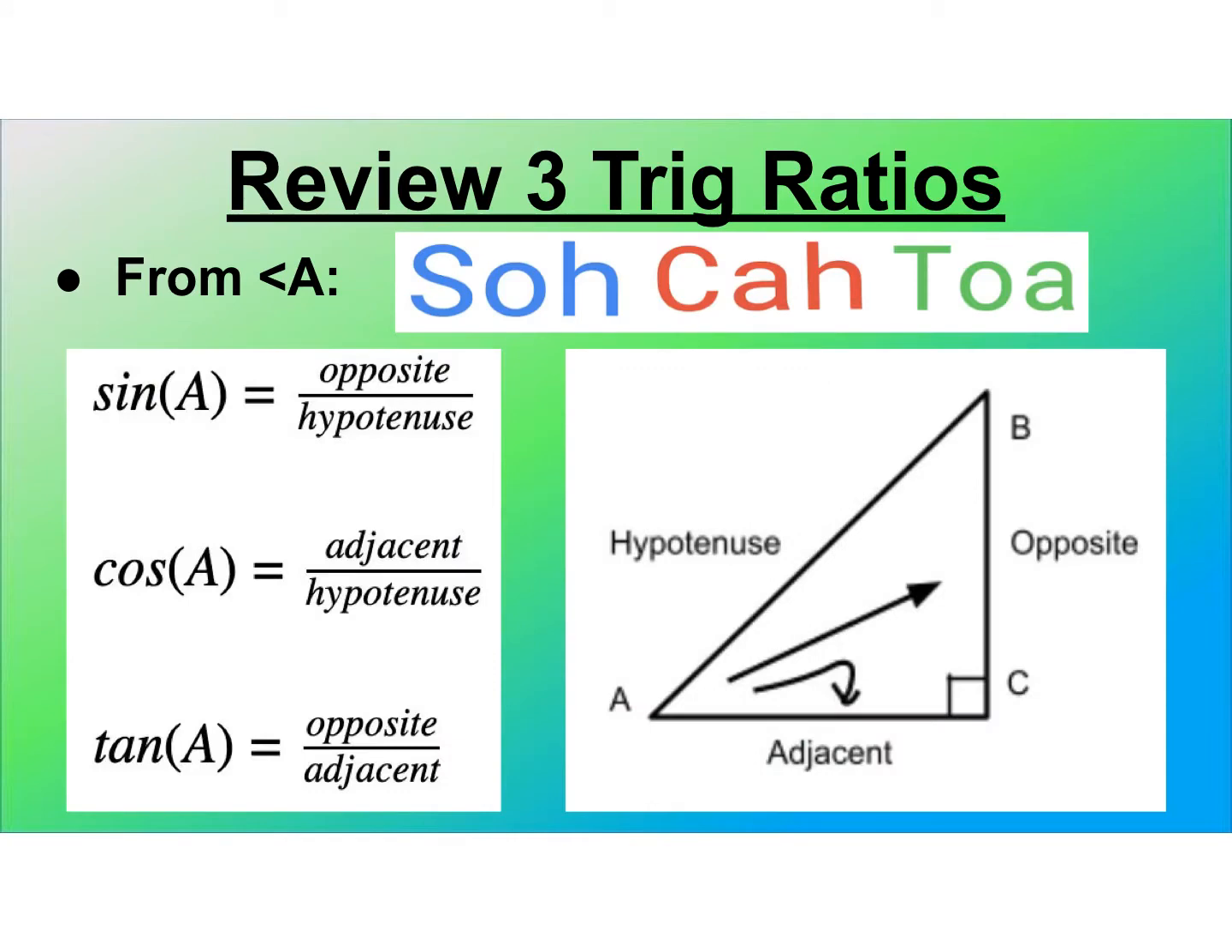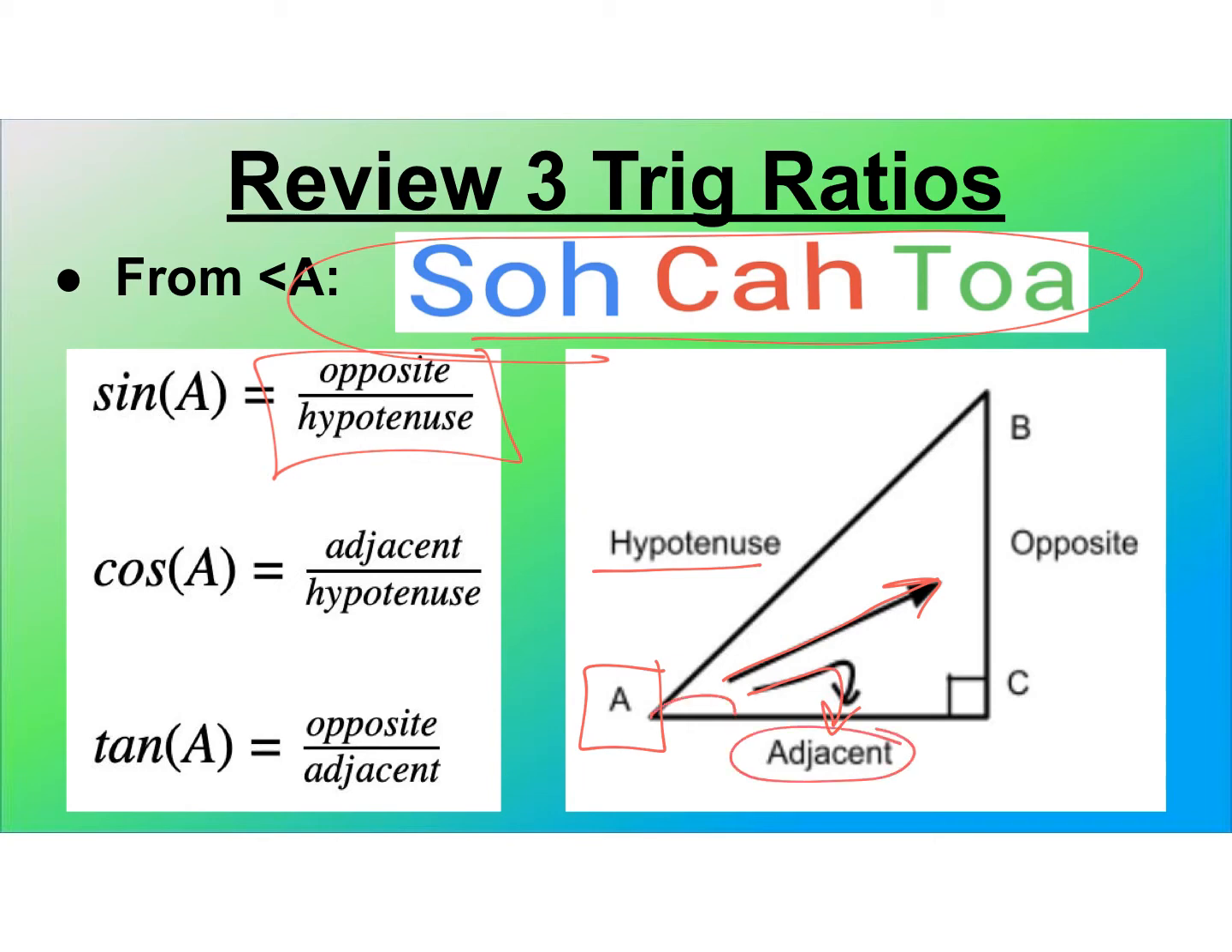So when we review our 3 trig ratios, we have sine, cosine, and tangent, and we also have SOHCAHTOA. So sine tells us opposite over hypotenuse. So if I go to my angle A, opposite over hypotenuse, that would be sine. For cosine, adjacent. Adjacent means right next to, so it's right next to angle A over hypotenuse. And then tangent does not use hypotenuse, it's opposite over adjacent.